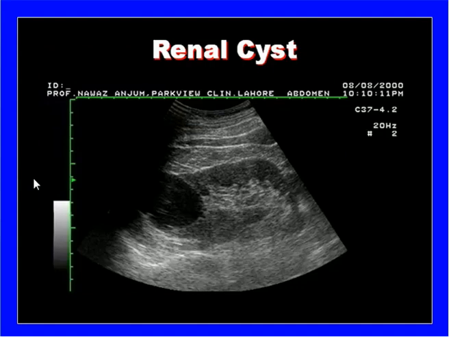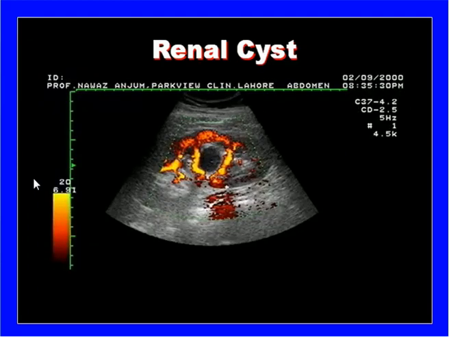Its clinical significance arises only when the size is greater than 10 centimeters or when there is danger of hemorrhage into the cyst, or rupture, or infection. Now this is a renal cyst. Doppler is on and you can see the renal vessel surrounding the renal cyst and there is no flow inside, so it means this is a cystic structure.